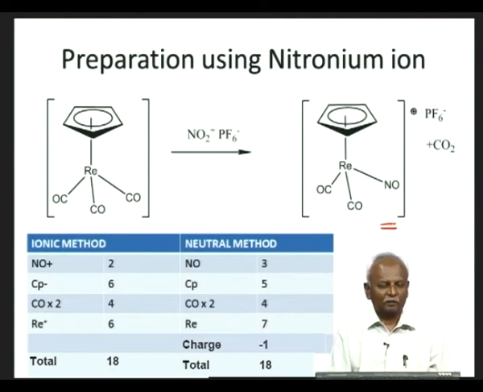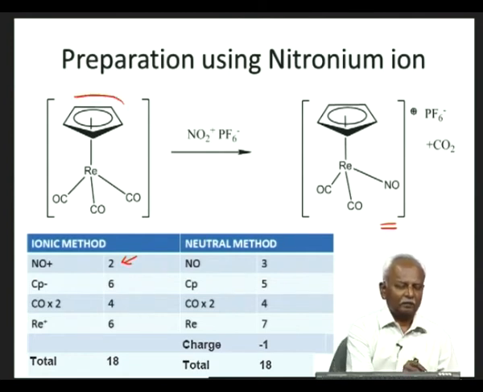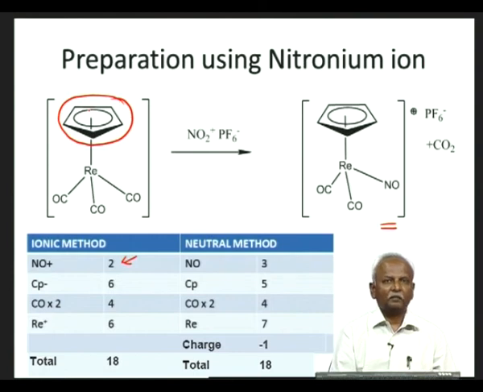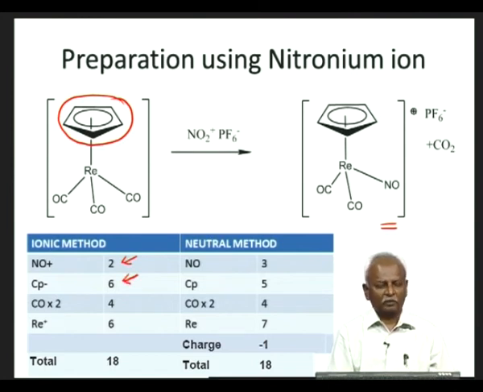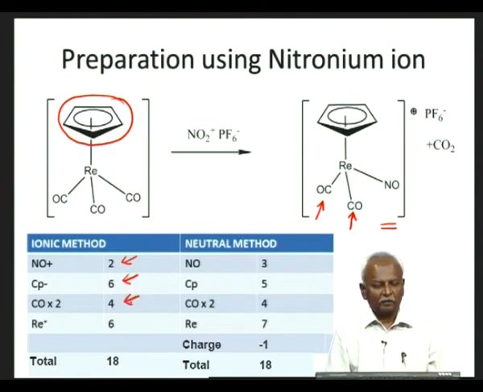Let us take the ionic method first. If you take the ionic method, you have 2 electrons from the NO plus, and that is given here, and the cyclopentadienyl ligand, which is this ligand given here, gives you 6 electrons. Cyclopentadienyl anion, you must remember, is an aromatic system which gives 6 electrons to the metal complex. And you have 2 carbon monoxides on the final ligand. So, here are the 2 carbon monoxides, and these 2 carbon monoxides give 4 electrons.